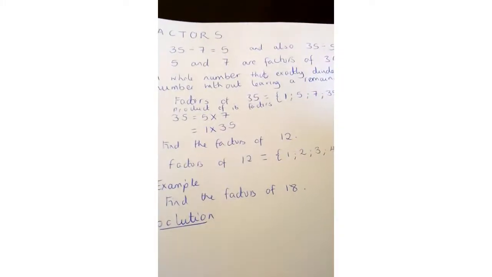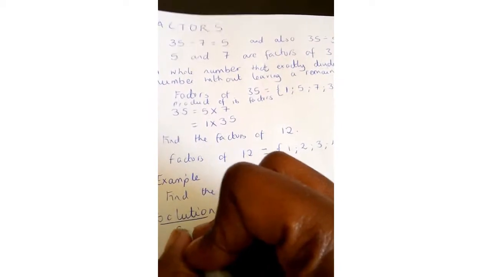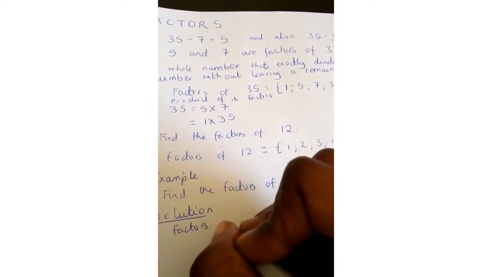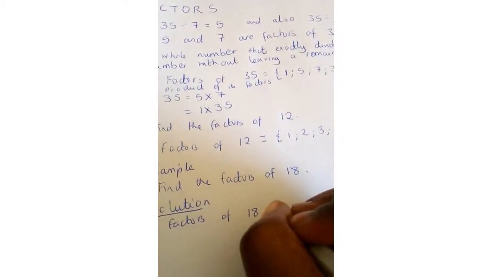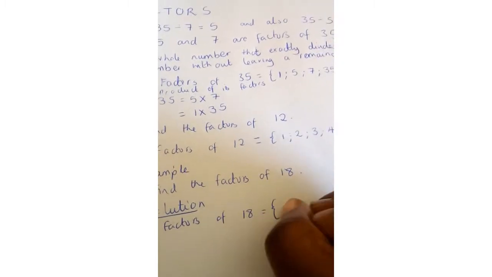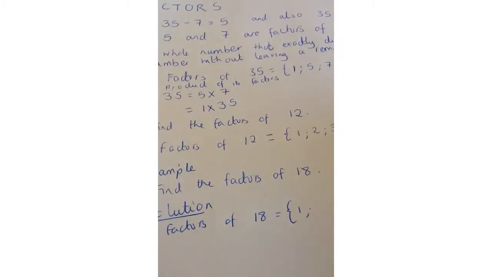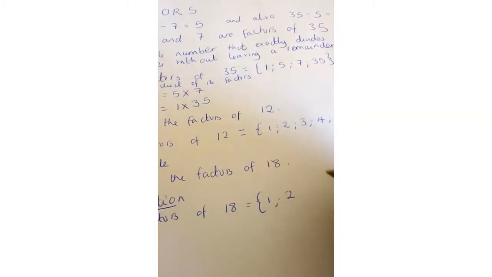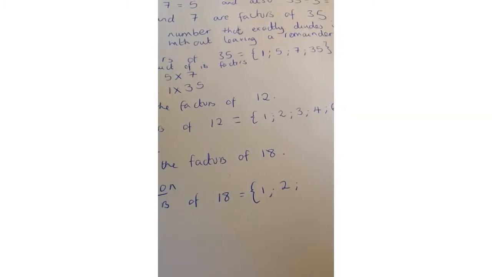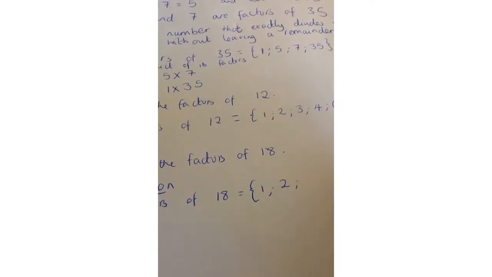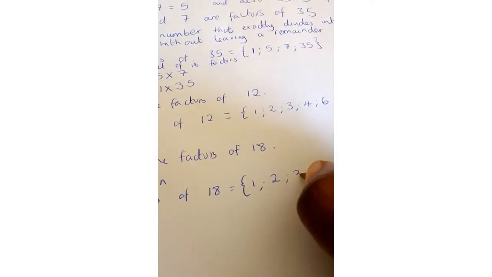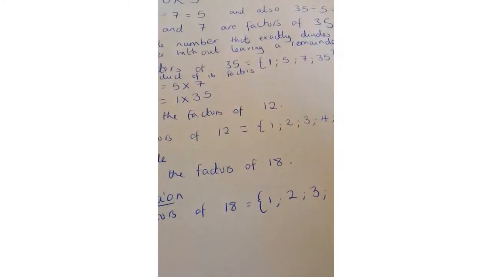Find the factors of 18. 1, obvious, 1 is a factor, right? Yes. Is 2 a factor? Yes, 2 is a factor of 18. 2 into 18, it's 9. Is 3 a factor? Yes, 3 into 18, it's 6.